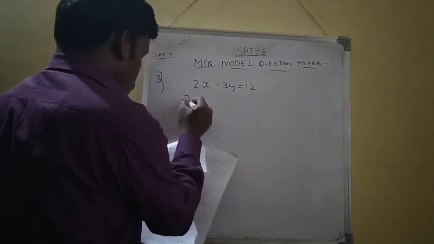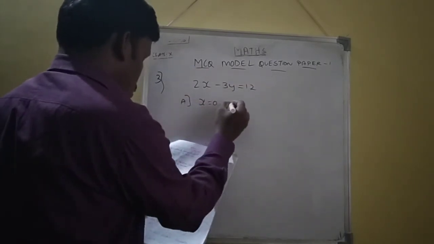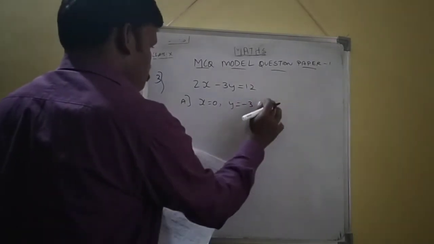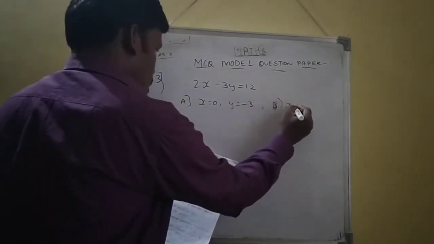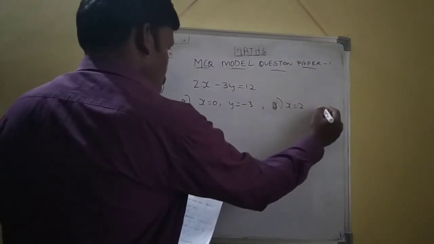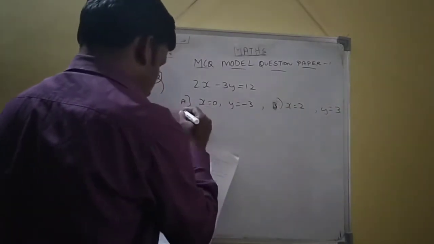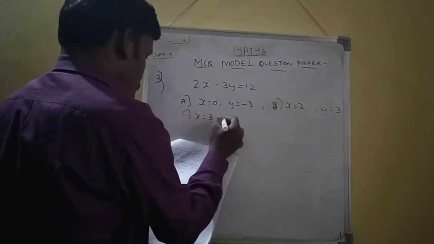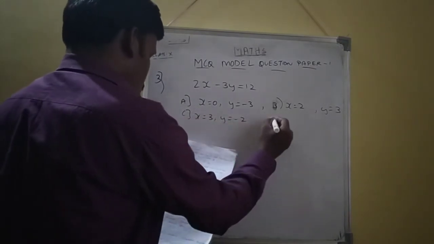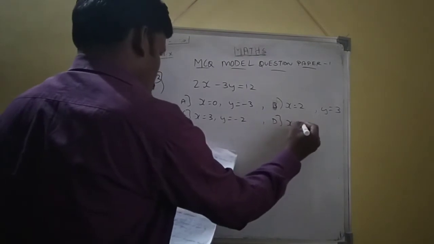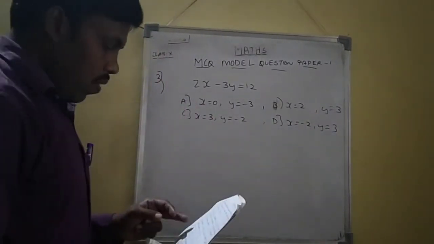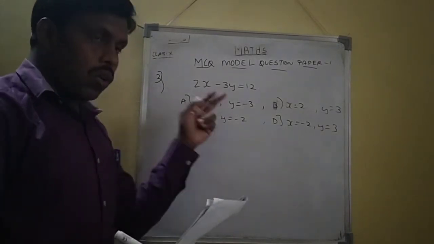So what are the points given? Option A is x equal to 0, and for B, x is 2, y is 3, and for C, x is equal to 3, y is minus 2, and for D, x is equal to minus 2, y is equal to 3. They have given the values, and you have to find which point lies on this linear equation.